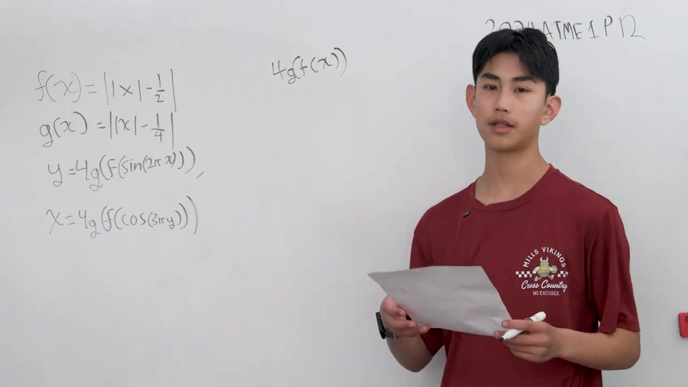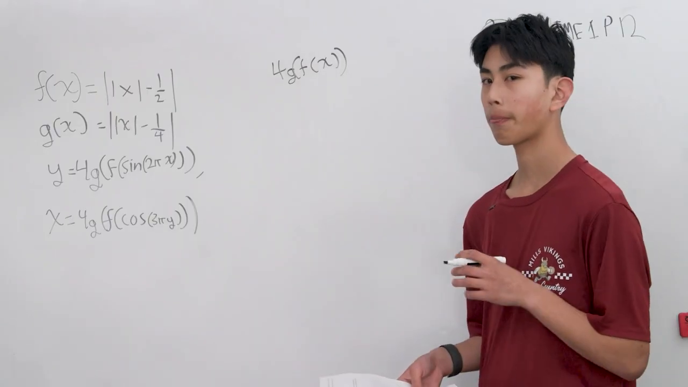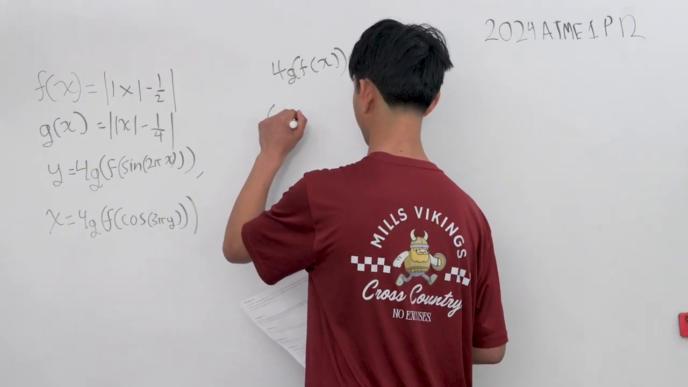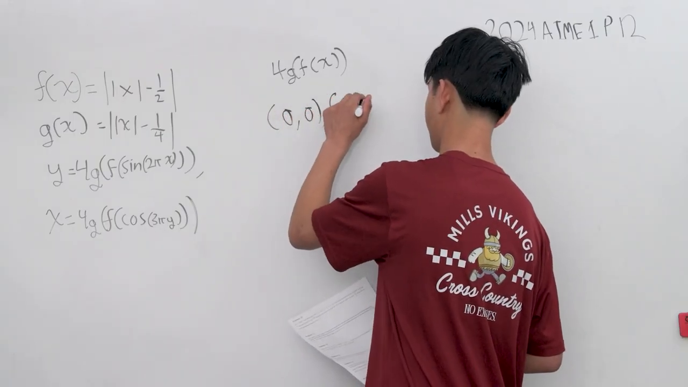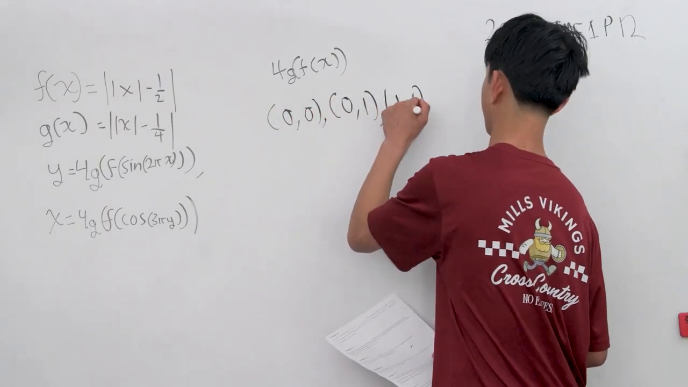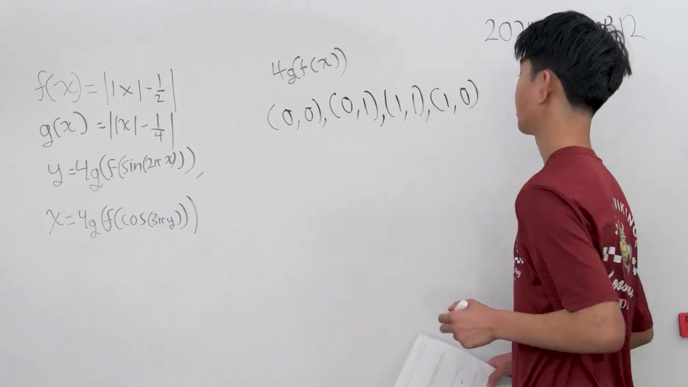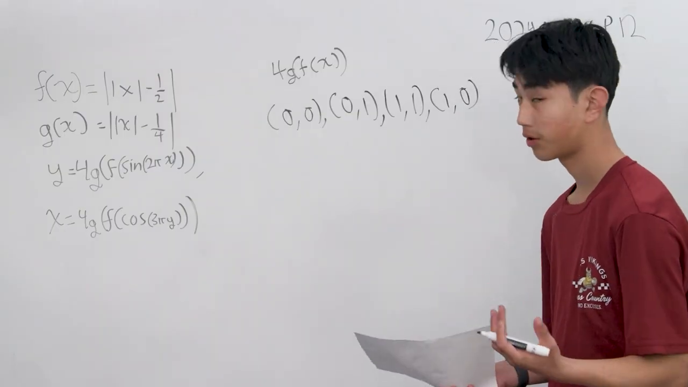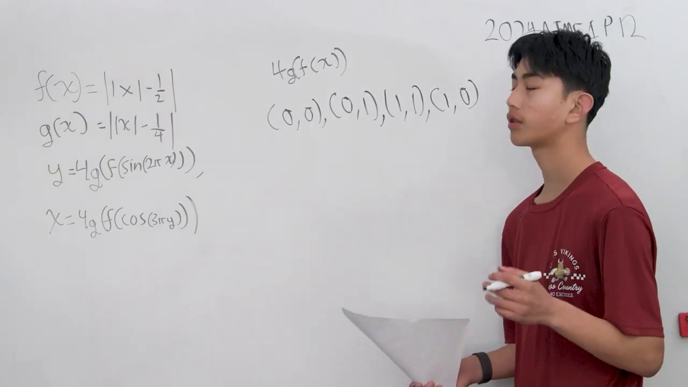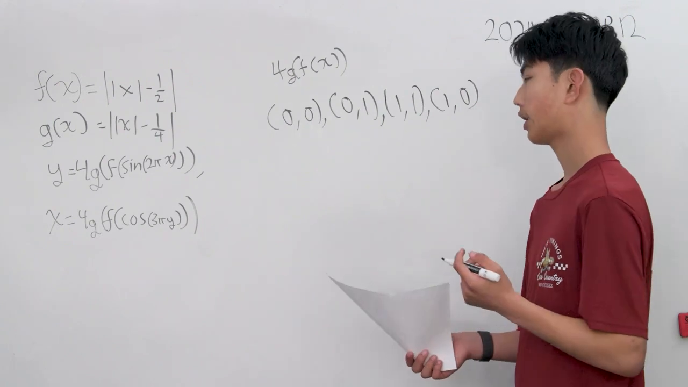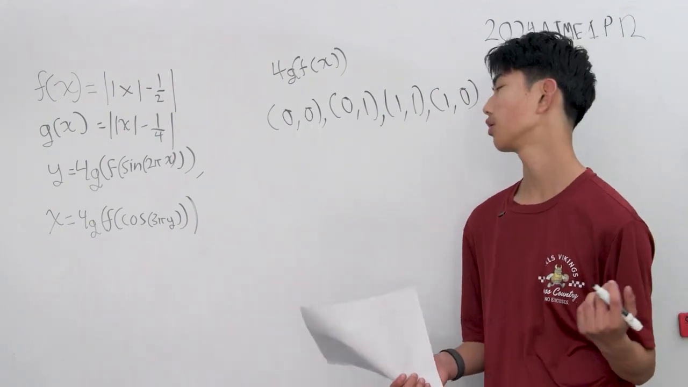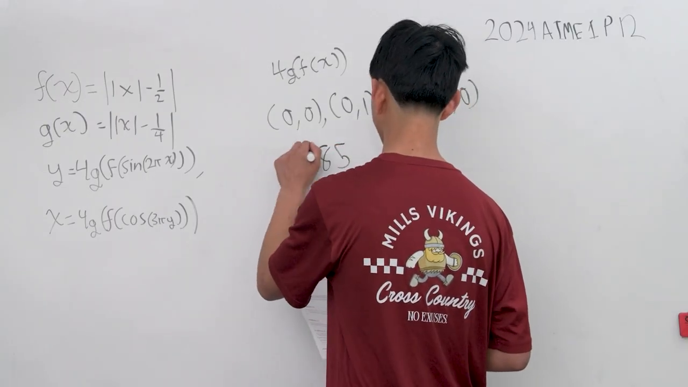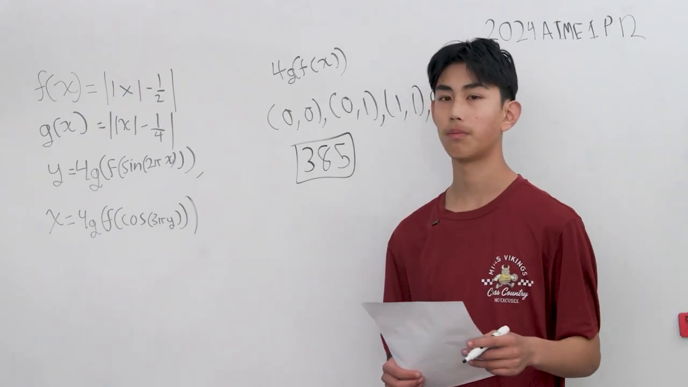This is a graph that oscillates between the values 0 and 1. So we have to bound it by the points 0,0, 0,1, 1,1, and 1,0. It's a unit square, you could say. And then you can just count the number of intersections, and by some counting strategy or another, you can come to the conclusion that there are 385 intersections for this problem.